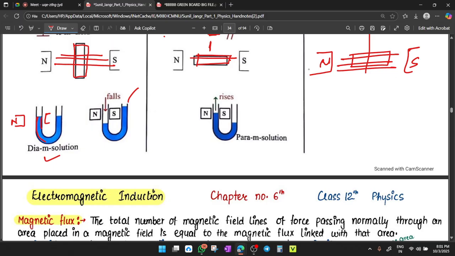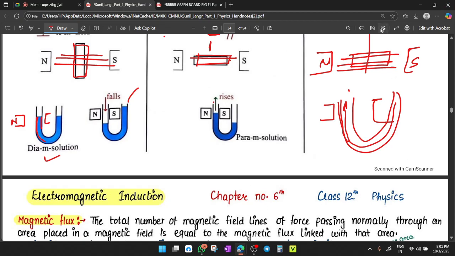And here, if there is a north-south magnet, there is a rise of liquid. This is a paramagnetic solution. So the paramagnetic solution wants to align itself in the magnetic field direction, so there is a rise here on the left side. And if you place a ferromagnetic solution, then there is a very quick response. In a very quick manner, the liquid will rise up.